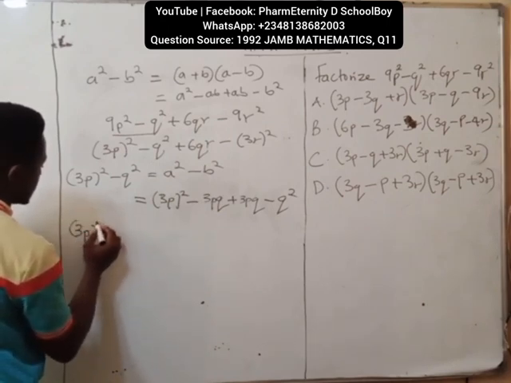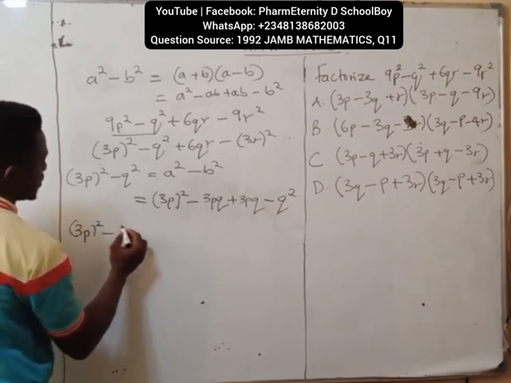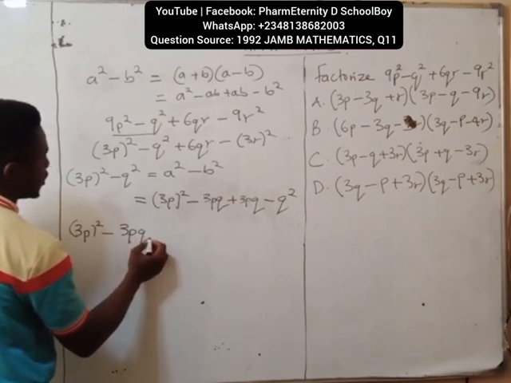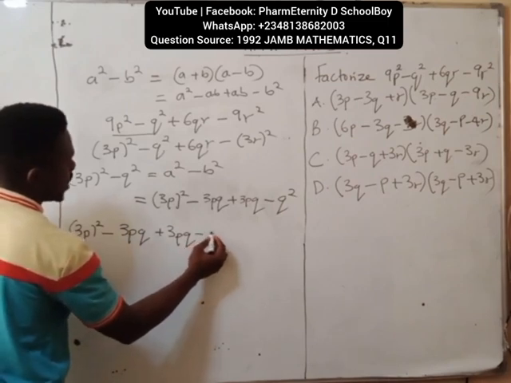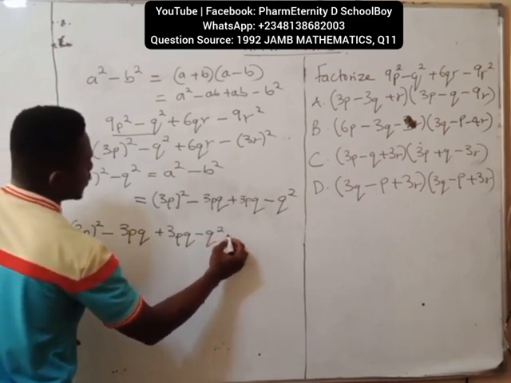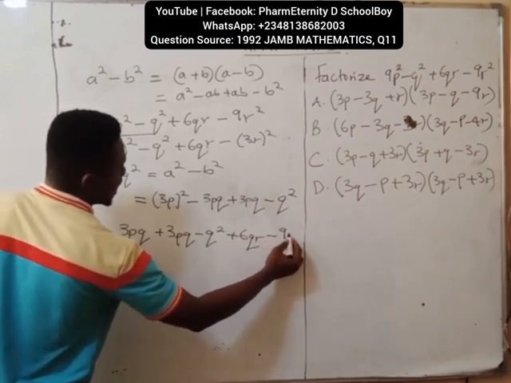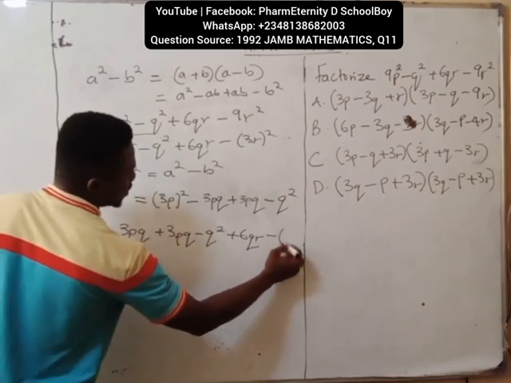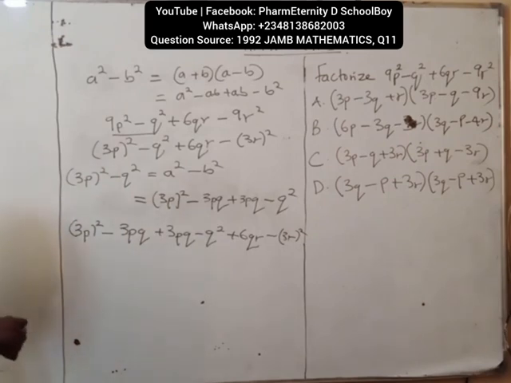So we now have something like this: (3p) squared minus (3p q plus 3p q minus q squared) plus 6qr minus (3r) squared. Is there anything that we can do here again? Let's take a good look at this expression again.